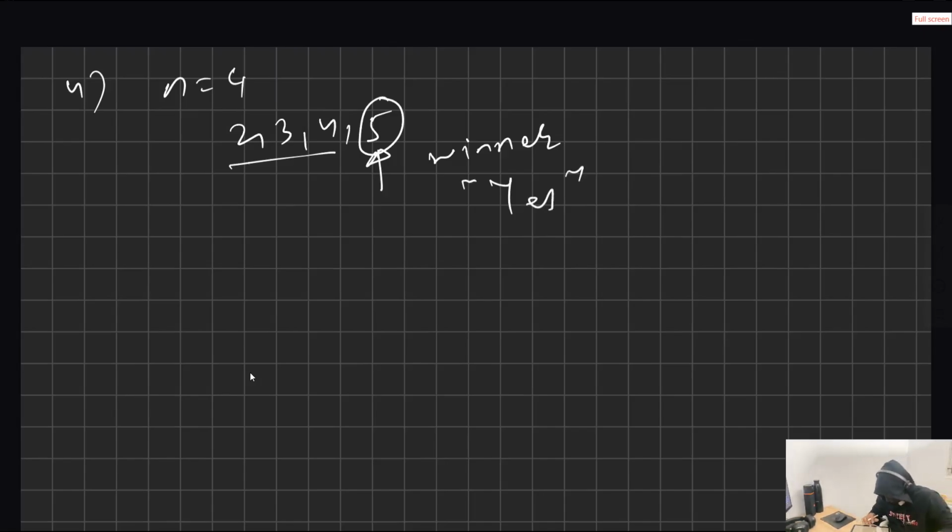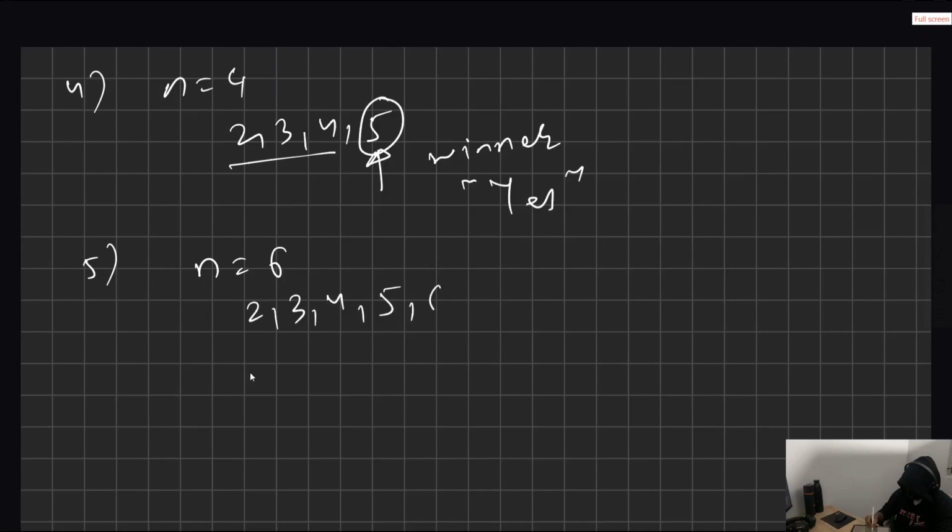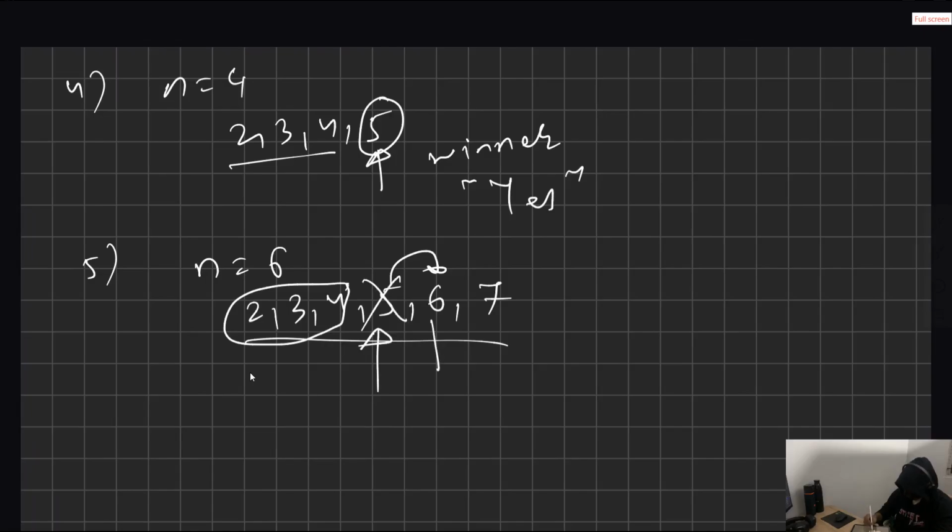Let's take another example. When n is 6, we have cards 2, 3, 4, 5, 6 and then 7. We have 6 cards. As we have already seen, 2, 3, 4 will not win against 5; 5 will be winning against these. But when you consider 5 and 6, since they are not divisible but 6 is greater, 6 is winning, so 5 cannot be your answer. When you consider 6 now, 6 is losing against 2, so this cannot be the answer.